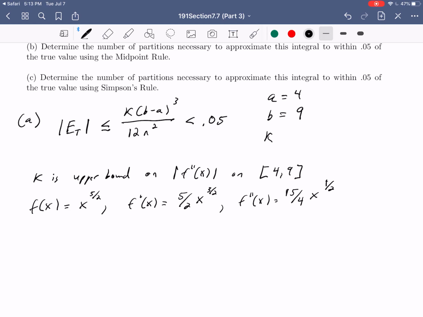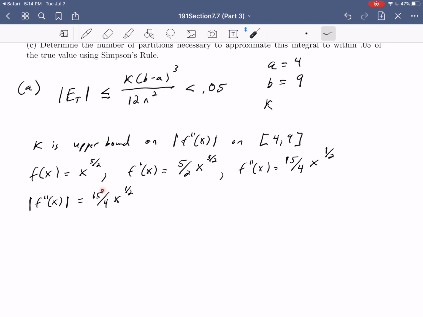Clearly that's always positive, so the absolute value of f double prime is also equal to 15 over 4 x to the 1/2. Now, the thing we want to focus on is that x to the 1/2. As you plug larger numbers into x to the 1/2, the square root gets larger, right? The square root of a small number is small, the square root of a larger number gets larger, especially on an interval like 4 to 9. So we want to choose the largest value. Since the absolute value of f double prime is strictly increasing, it's just going to get larger and larger, so we want to choose the large end of our interval. Let's choose x equals 9.